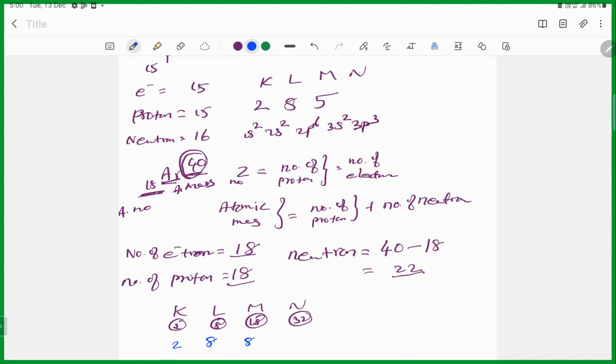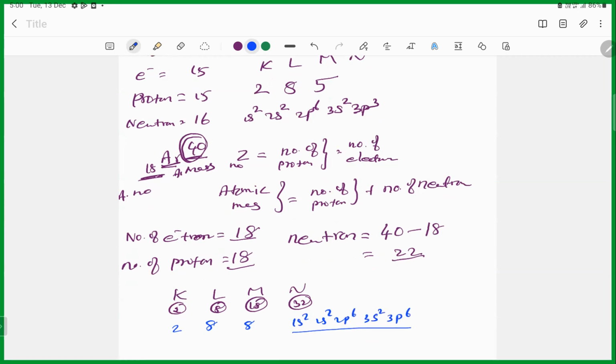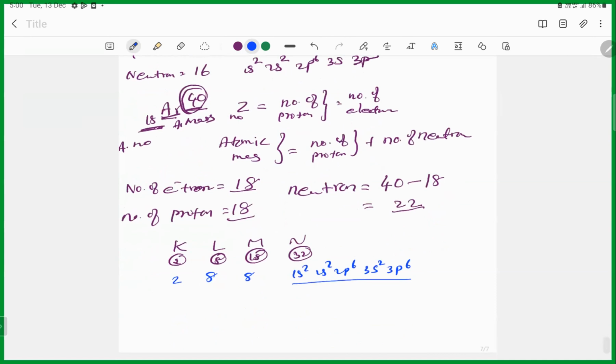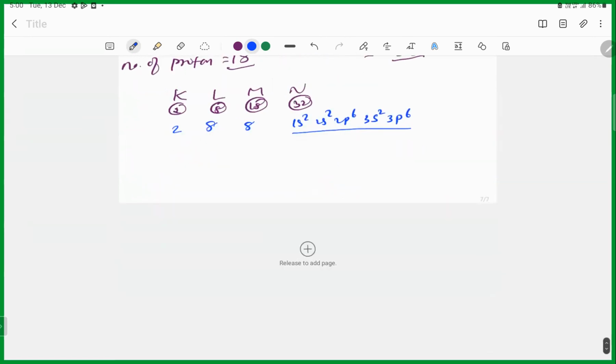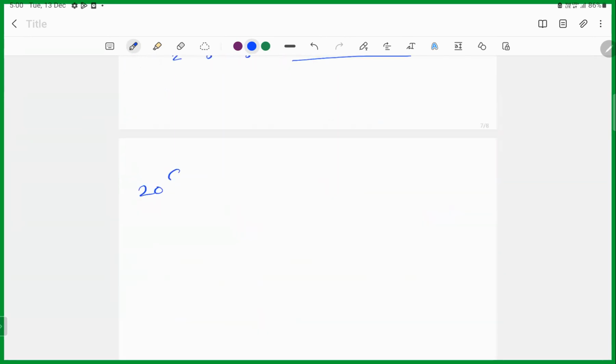Two plus 8, 10, 10 plus 8, 18. So when you are writing the electron configuration: 1s2, 2s2, 2p6, 3s2, 3p6. So now you try for this element: 20 calcium 40. You tell me.